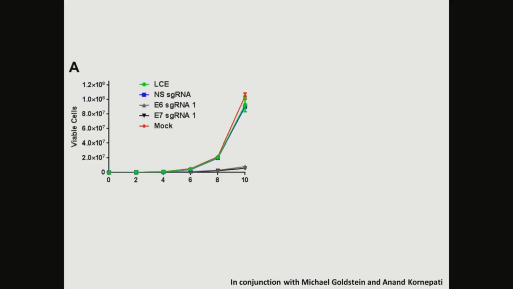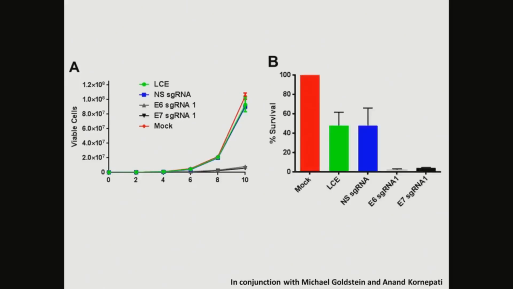So this is about MOI of 2, titered off the green control virus vector. And what you can see is that mock transduced cells, control LCE virus to make sure transduction efficiency is very high, and a non-specific CRISPR Cas9 virus, these are all tracking well, and the E6 and E7 both drop out of the growth curve, suggesting that they're not growing and possibly eventually apoptosing.